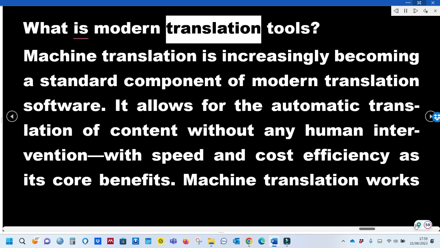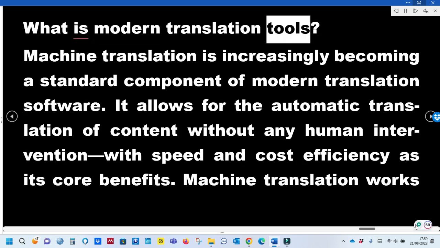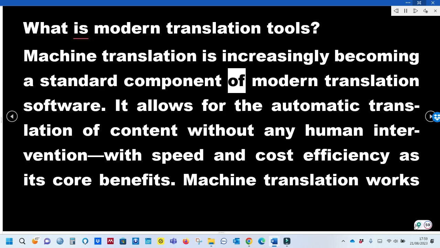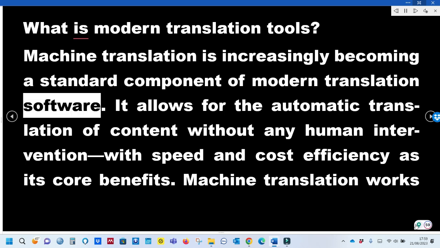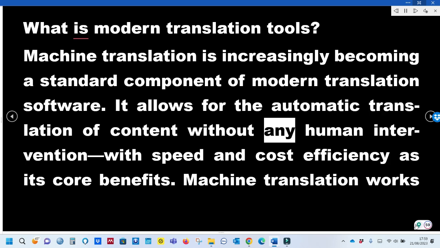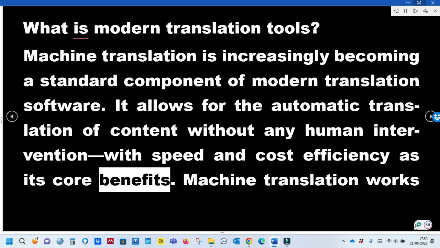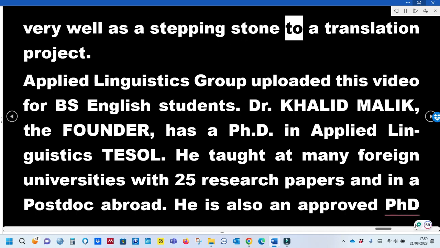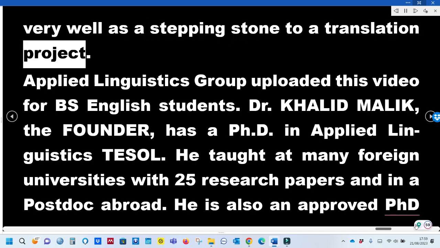What are modern translation tools? Machine translation is increasingly becoming a standard component of modern translation software. It allows for the automatic translation of content without any human intervention, with speed and cost efficiency as its core benefits. Machine translation works very well as a stepping stone to a translation project.